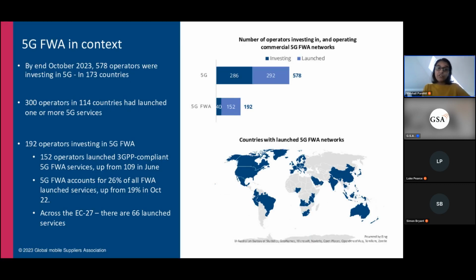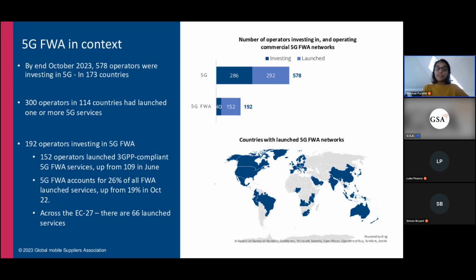Looking closer at 5G, we can see that 5G adoption has been accelerating. By the end of October 2023, 578 operators in 173 countries are now investing in 5G, with 300 having launched one or more 5G services. Although this still has a long way to go compared to LTE, which now has over 820 launched services.